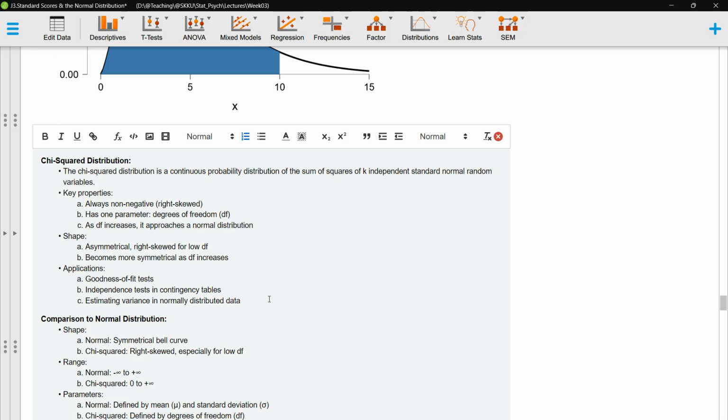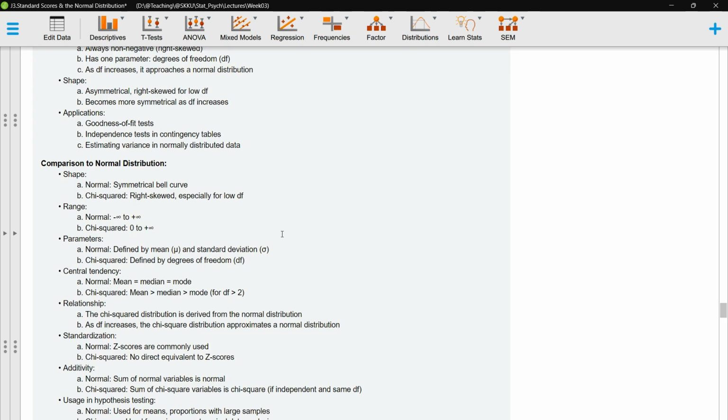So you remember that basically the chi-square distribution consists of the sum of the squared values of the standard normal distribution. So it is highly related with the normal distribution. And let's look at the comparison to the normal distribution. In terms of the shape, the normal distribution is symmetrically bell-shaped, bell-curved, but the chi-square distribution is right-skewed, especially for the low degrees of freedom, you know that already.